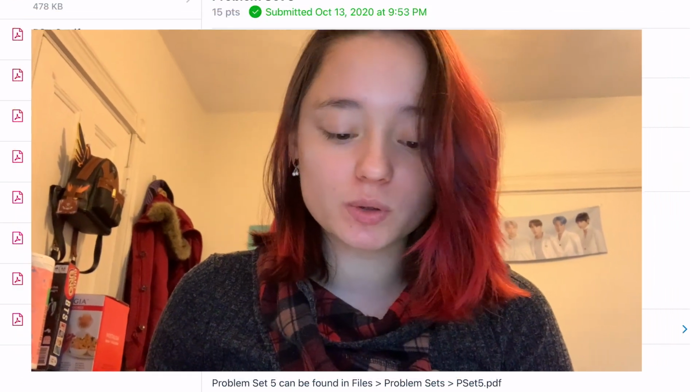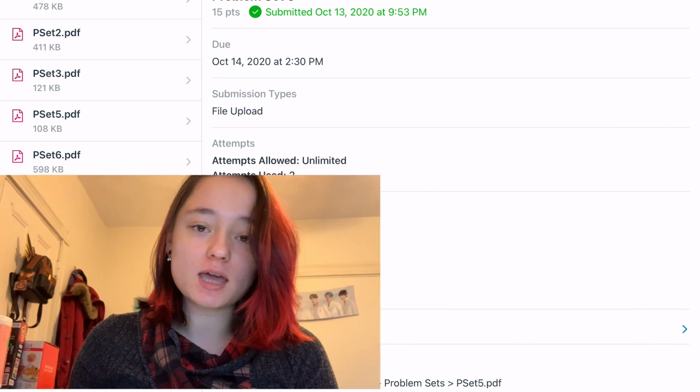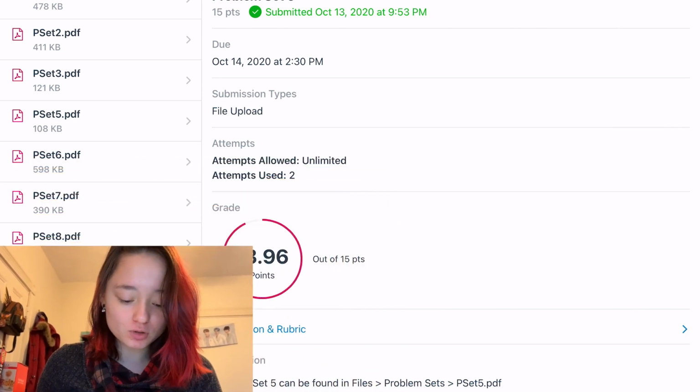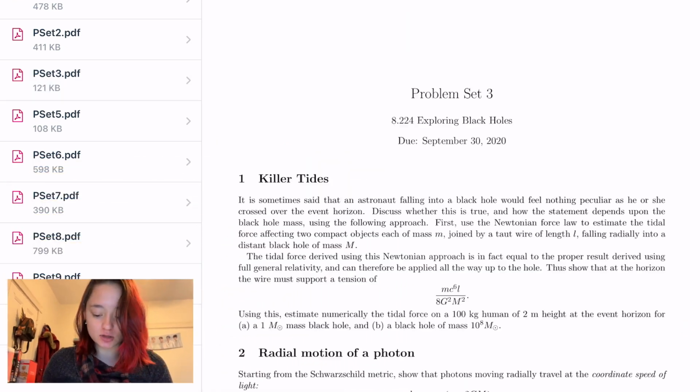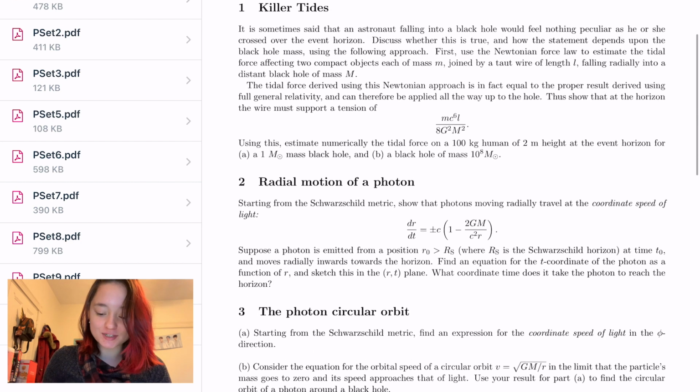So the first one we're going to be looking at is 8.224, which is MIT's black hole class. Let's take a look at a random one, perhaps problem set 3. As we can see here, we have a problem on killer tides.